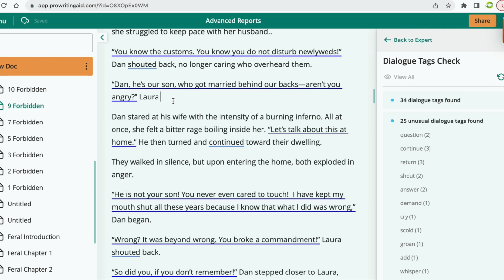So let's see. I always use this opportunity to be more descriptive and paint more of a picture for the listener and reader. So let's see.